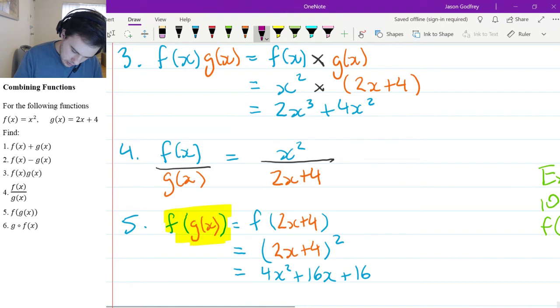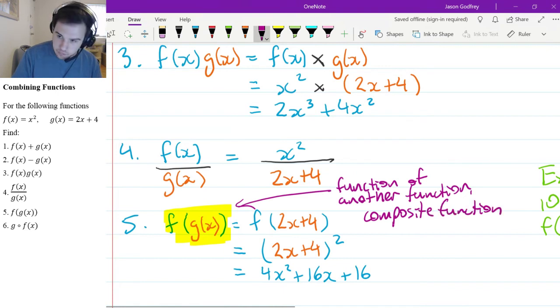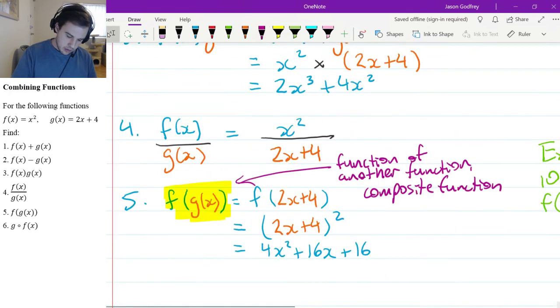In language, we might refer to this as a function of another function, a function of a function, or we'll call this a composite function, right? The other 4 we combined above, you can just use normal language like the sum of the functions, the difference, the product, the quotient, right? But this is something new, and this is called a composite function.